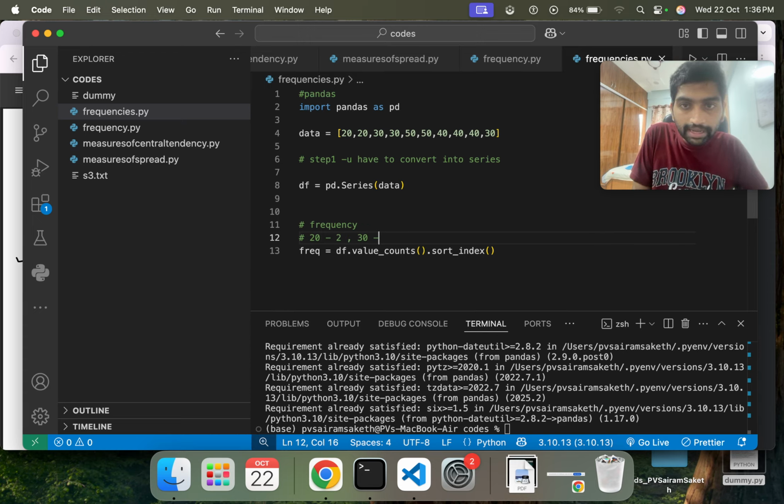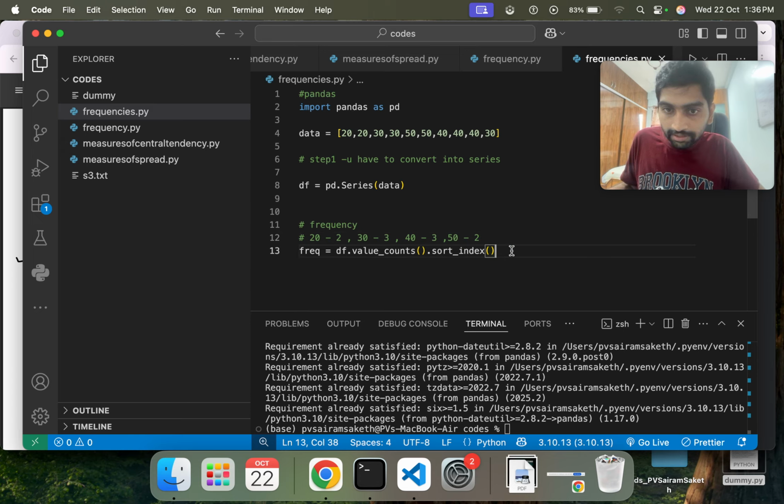30 is present 3 times. 40 is present 3 times. And 50 is present 2 times. If you count this, 3, 6, 9, 10 values are there. You are sorting in ascending order so that cumulative frequency works in a very efficient way. Now you will also take the sum, or else length you can take, anything works.